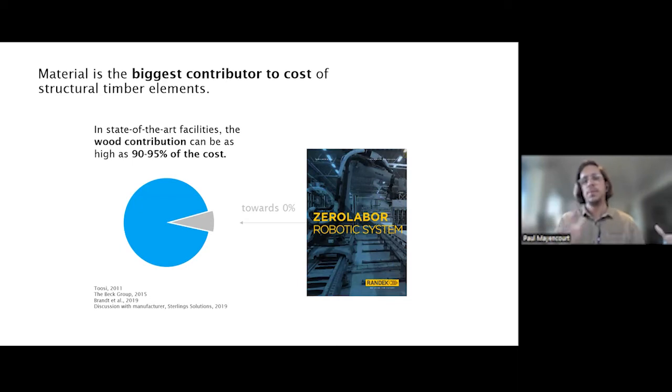And what happens in between has very little cost because it's all using robotic systems. So the major contribution to cost is going to be material, and it is already 90 to 95% in state-of-the-art facilities. So if we can find a way to reduce the amount of material in these structures, we can actually have a pretty good chance to reduce the cost of the overall structure, and in that way making timber construction, a lower embodied carbon material, the first choice for everyday structure.